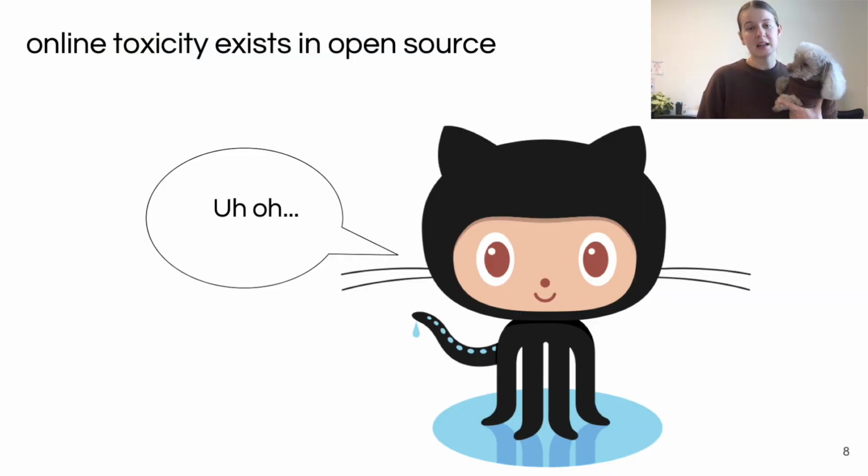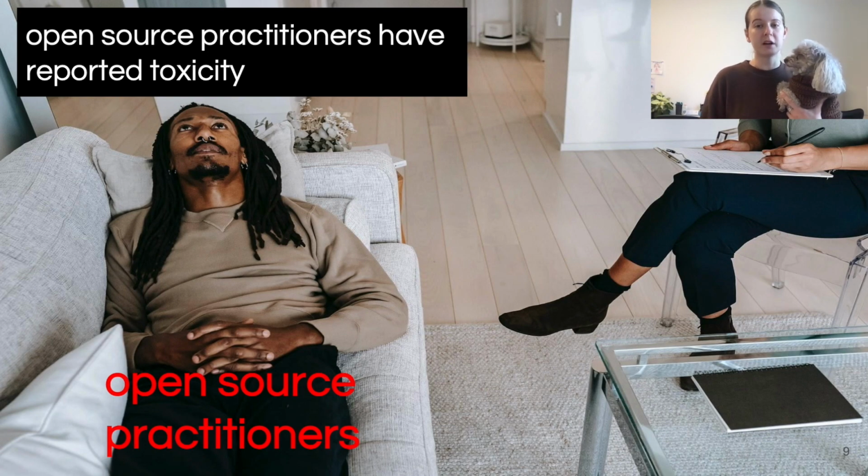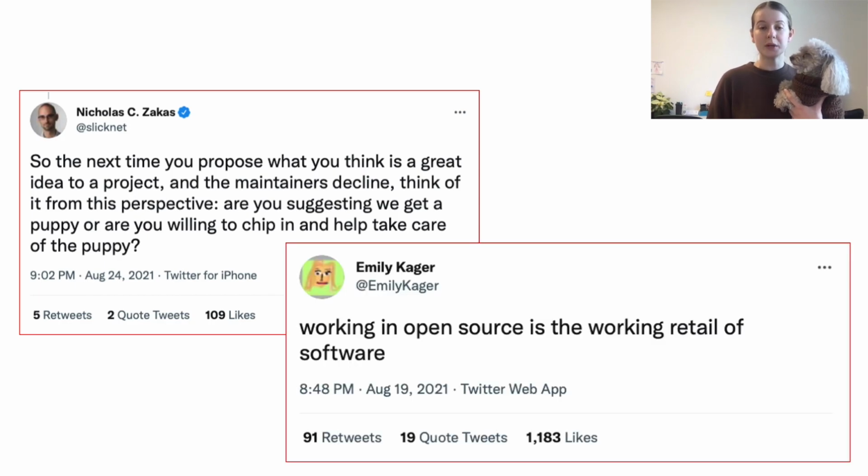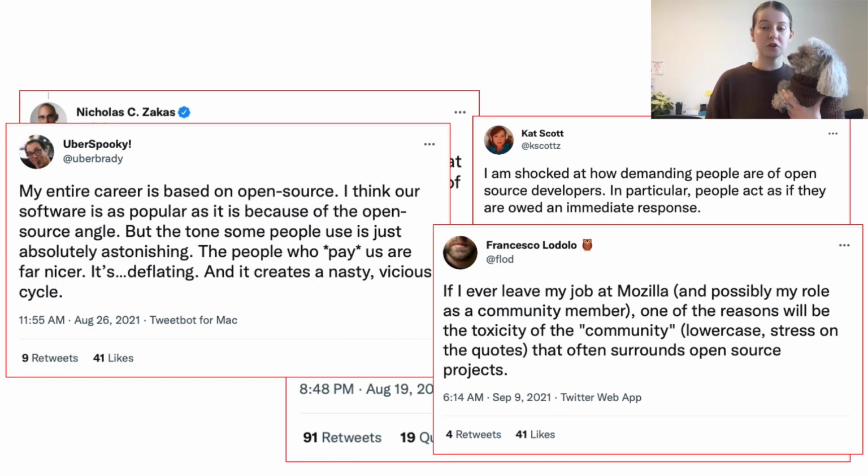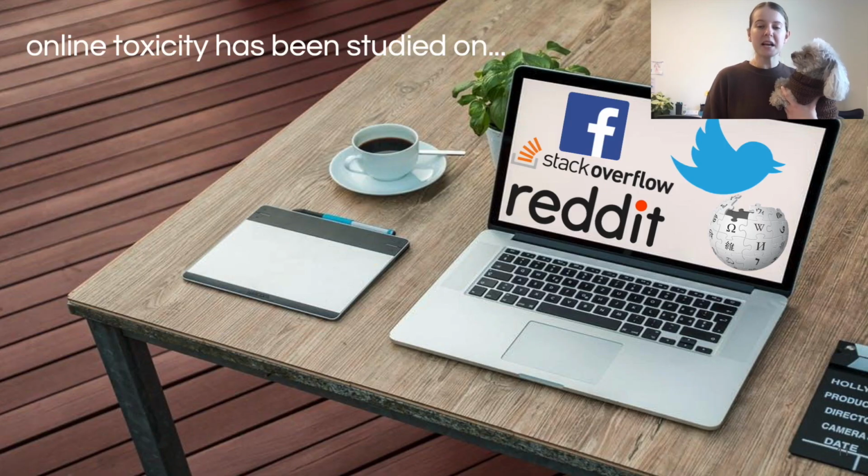And unfortunately, toxicity also exists in open source communities. We know this because many open source practitioners have reported on their experiences with toxicity within the open source communities they engage with and the negative impacts it has had. Additionally, during the research part for this project, we came across tweet after tweet from open source developers who were expressing their frustration with their experiences with open source toxicity. And because of its prevalence and widespread negative impacts, toxicity has been studied thoroughly on various popular online platforms like Facebook, Wikipedia, Twitter, Reddit, and Stack Overflow.